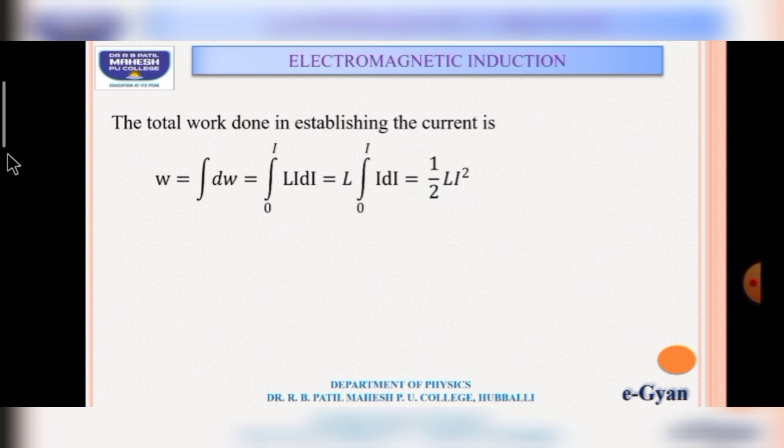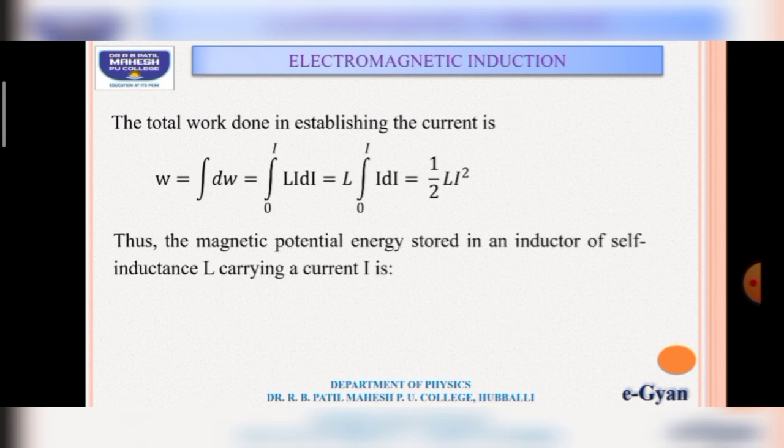This is the total work done in establishing a current I, that is equal to 1 by 2 into L into I square, and this work done is stored as potential energy in an inductance coil. Therefore we can express the magnetic potential energy stored in an inductor of self-inductance L carrying a current I as U equal to 1 by 2 into L into I square. This is the expression to calculate the magnetic potential energy stored in an inductor.